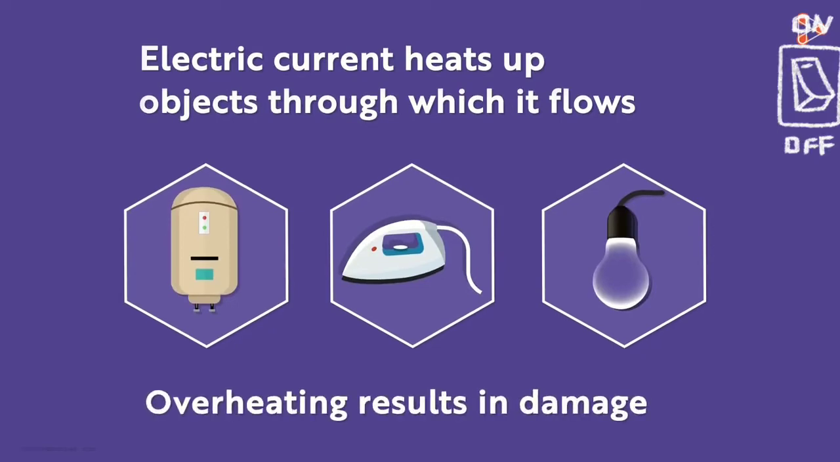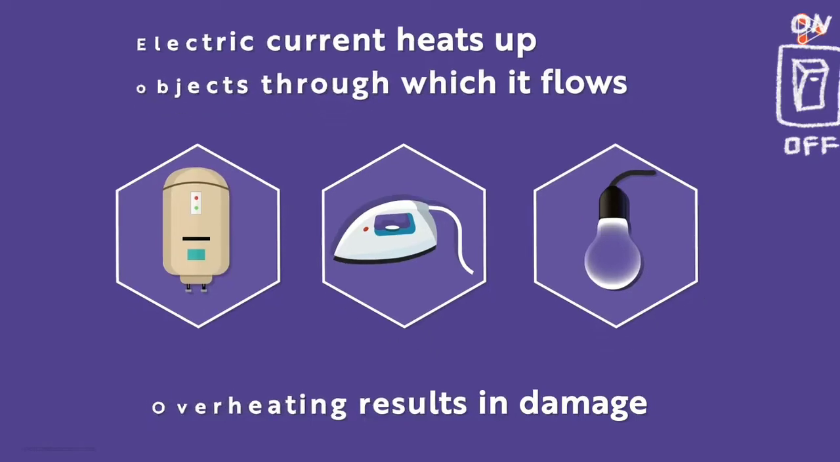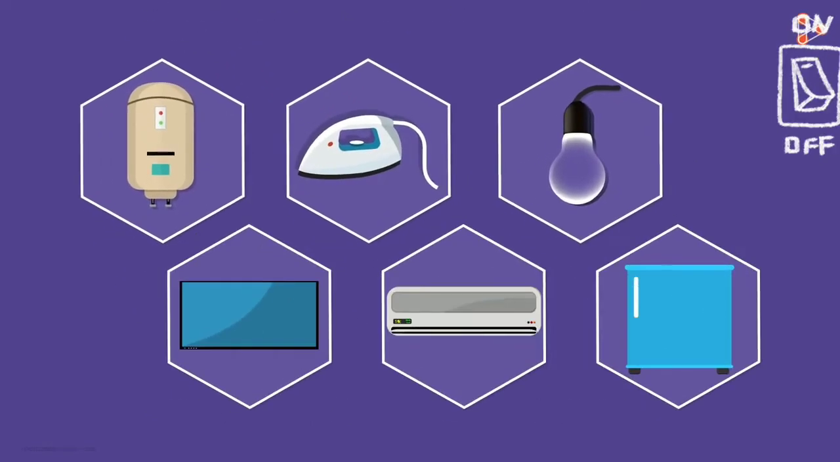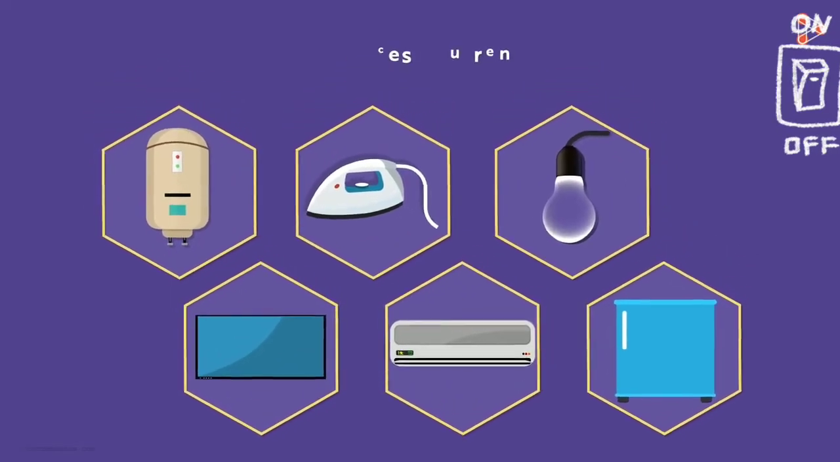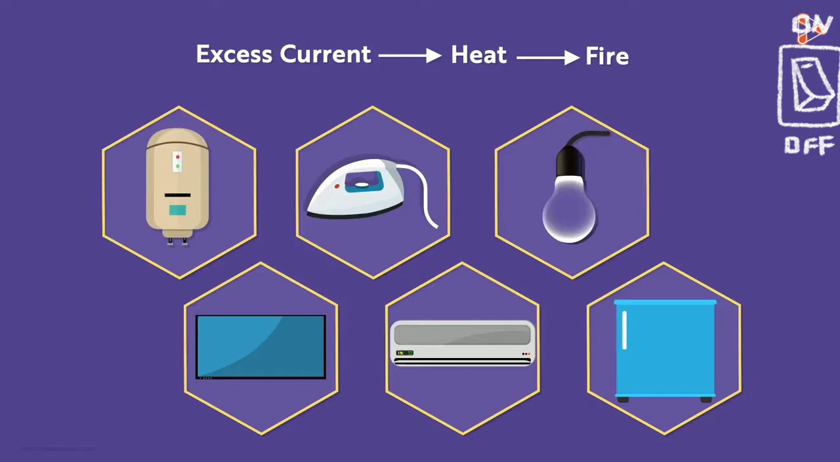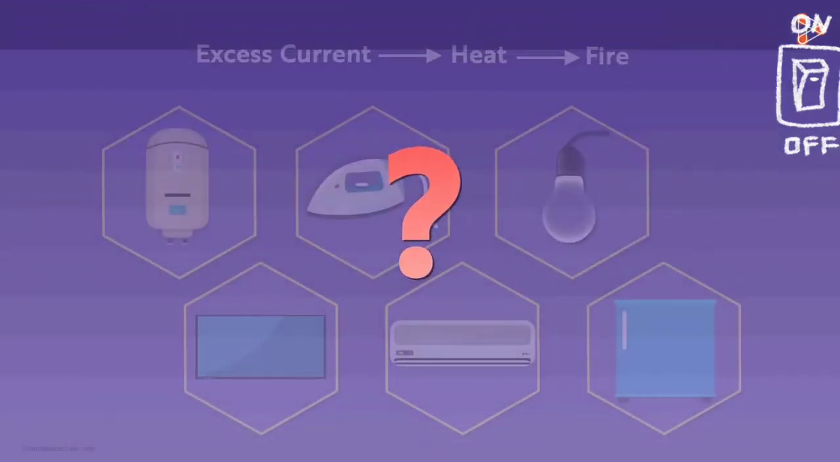So whenever there is excessive heating in any of the devices, that will result in damage, because if the wire gets heated more, then it will melt off, it will burn off, or it will break off. And not only in these devices but devices like the TV, fridge and the AC. So whenever there is an excessive current in the circuit, that produces excessive heat and that causes fire.